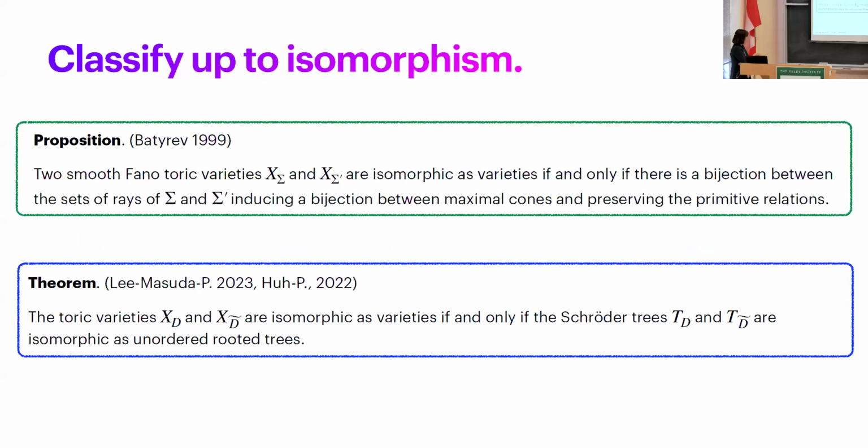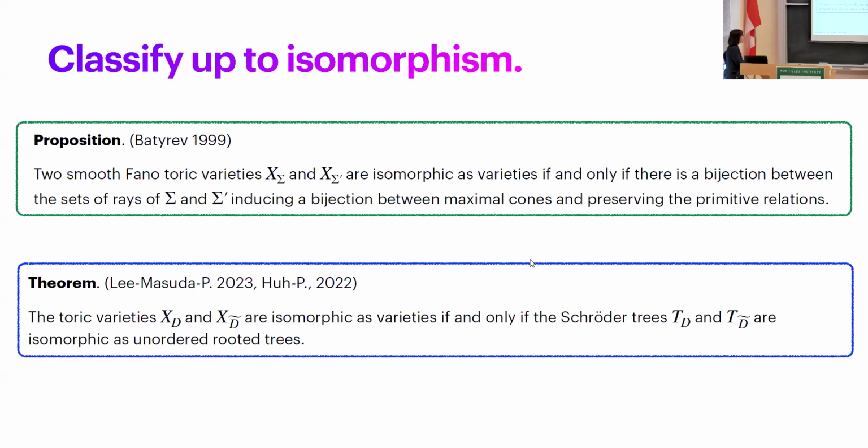So using Batyrev also gave a classification result. For two smooth Fano toric varieties X sigma and X sigma prime, they are isomorphic varieties if and only if there is a bijection between the sets of rays of sigma and sigma prime inducing a bijection between maximal cones and primitive relations.